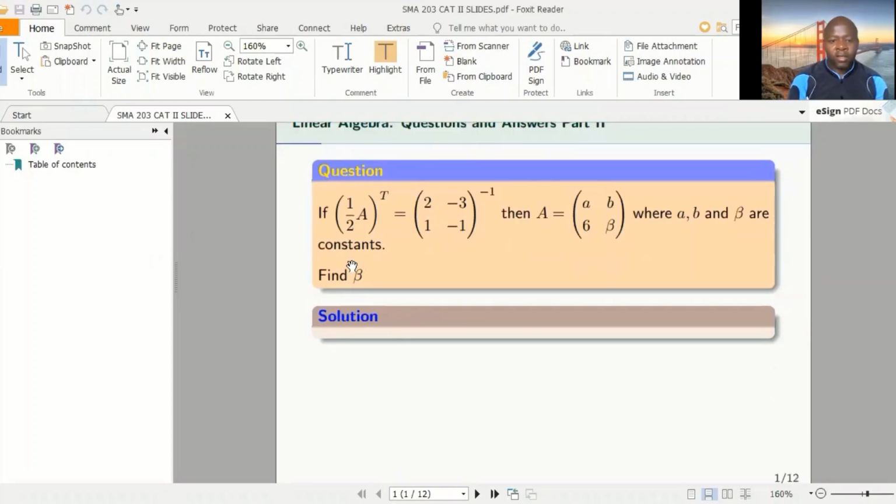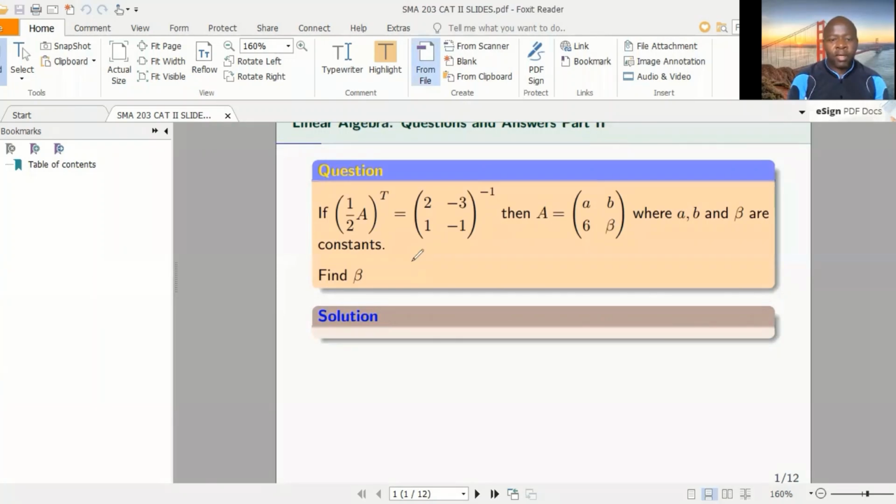Now, so we look at the first question. The first question says that if the transpose of a half of A equals the inverse of this matrix, then you find A, and specifically just require beta, what beta is. So that means you must first of all find the matrix A and then identify beta.